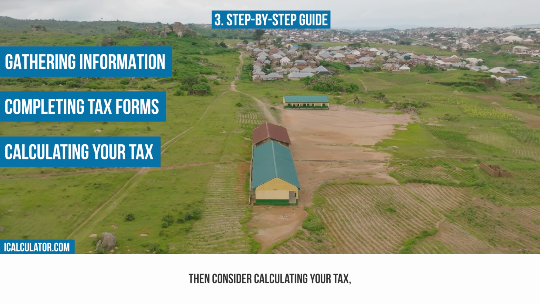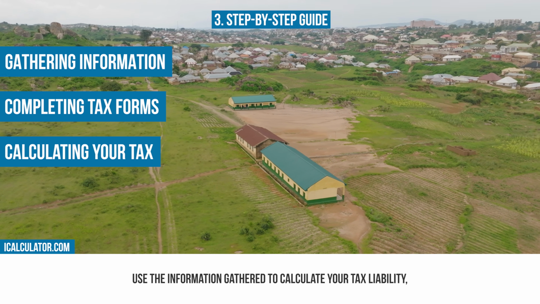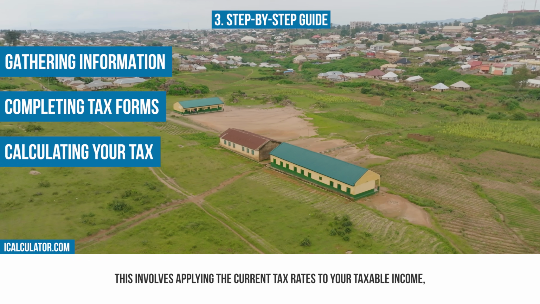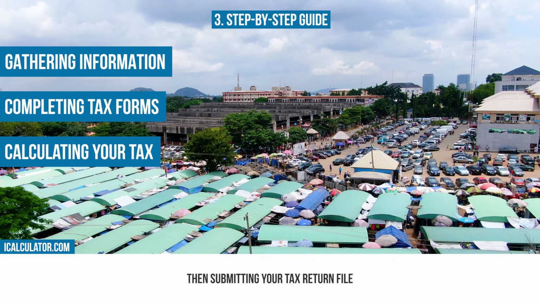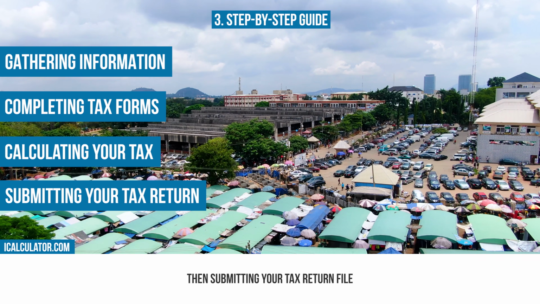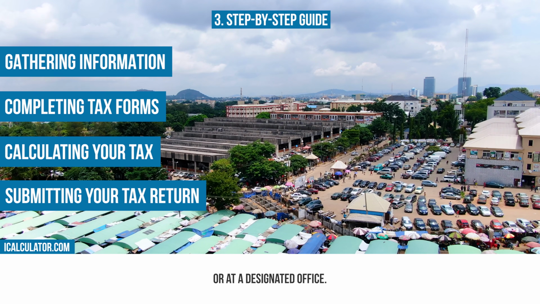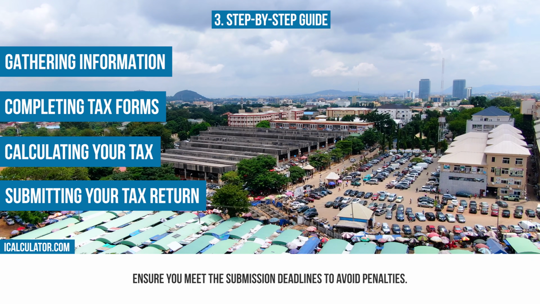Then consider calculating your tax. Use the information gathered to calculate your tax liability. This involves applying the current tax rates to your taxable income, considering any applicable deductions and allowances. Then, submitting your tax return. File your completed tax forms with FIRS, either online or at a designated office. Ensure you meet the submission deadlines to avoid penalties.